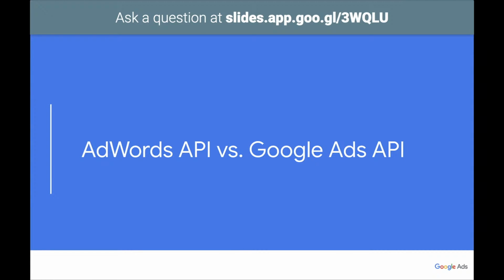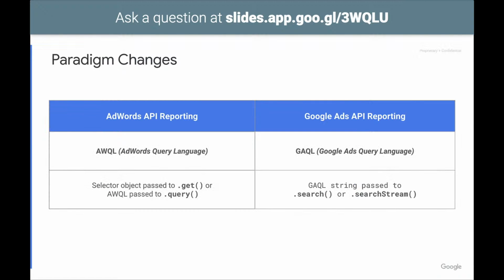All right, so now let's get into the actual content of this webinar. And we'll begin by talking about the AdWords API versus the Google Ads API. So I've mentioned this already, but it really is a new paradigm in terms of how we look at reporting. Of course, as you see in the first row there is a different query language. Instead of the AdWords query language, we now have the Google Ads query language, which you might hear me refer to as GAQL for short throughout the webinar, just because it's a lot of words.